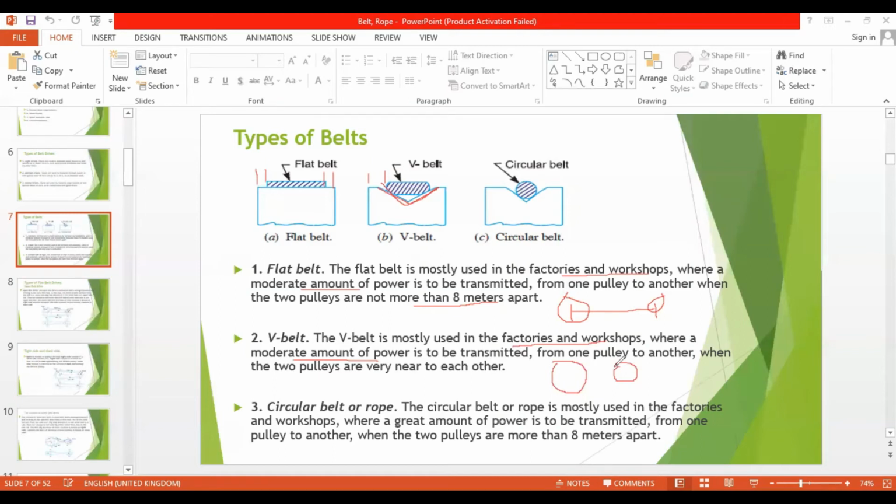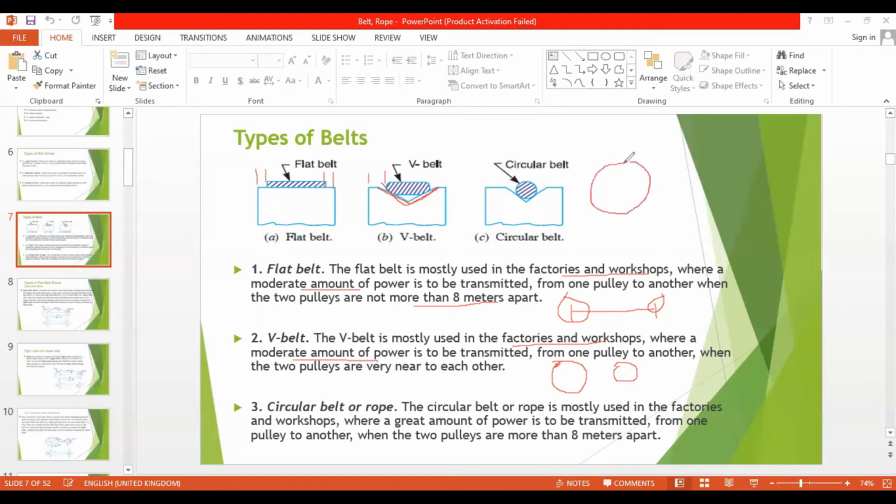We'll use this V belt because if we use a flat belt, what will happen? The arc of contact would be low, as I told you. So there is more chance for slippage. If we use this V belt, the slippage would be low. Slippage means the tendency to slip. You know what a slip is.